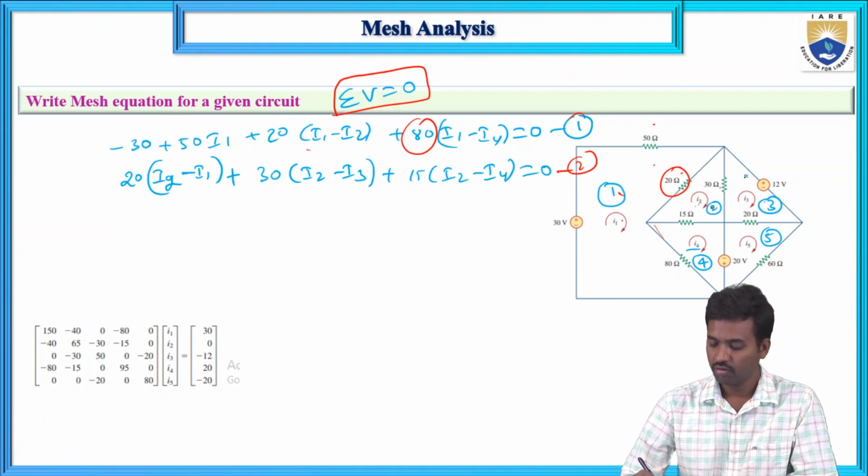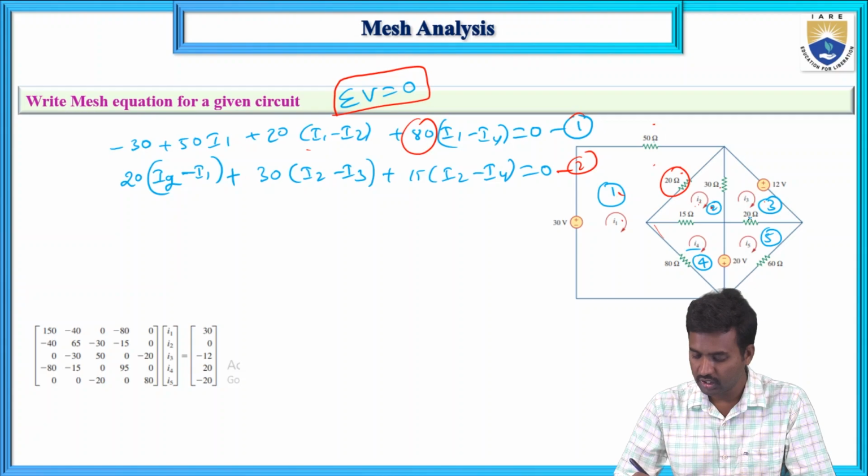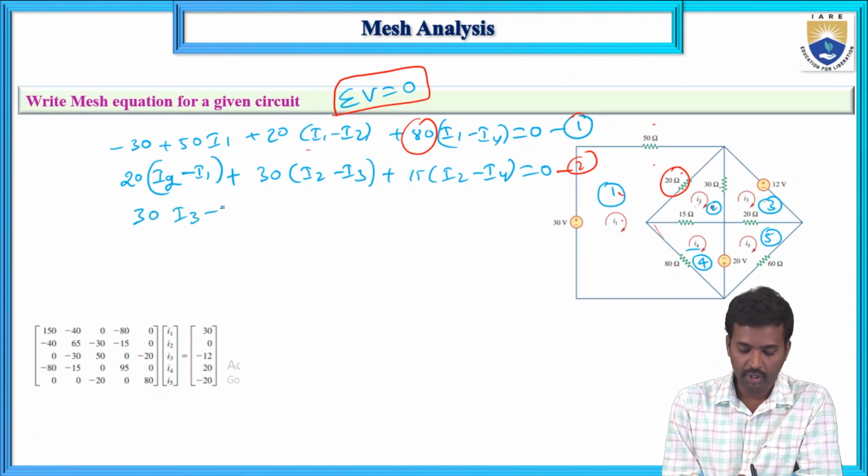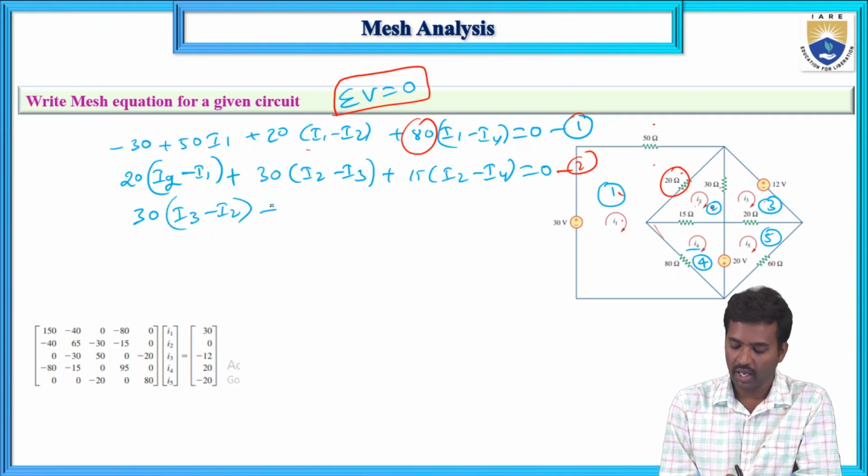Next equation, for the third mesh: 30 into (I3 minus I2) plus 20 into (I3 minus I5) plus 12 equals 0.